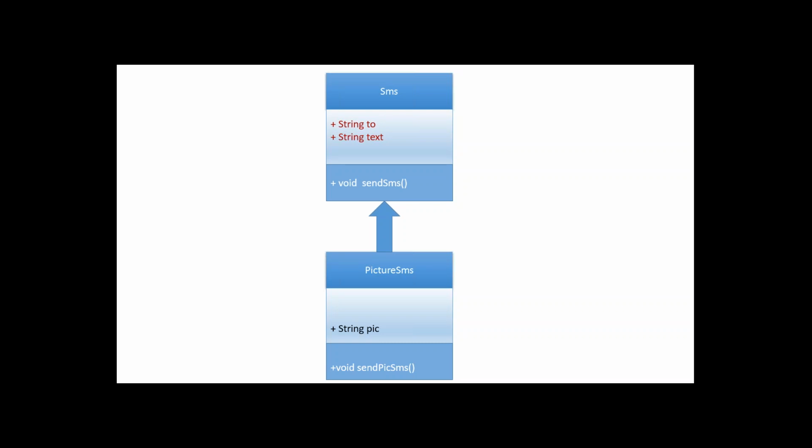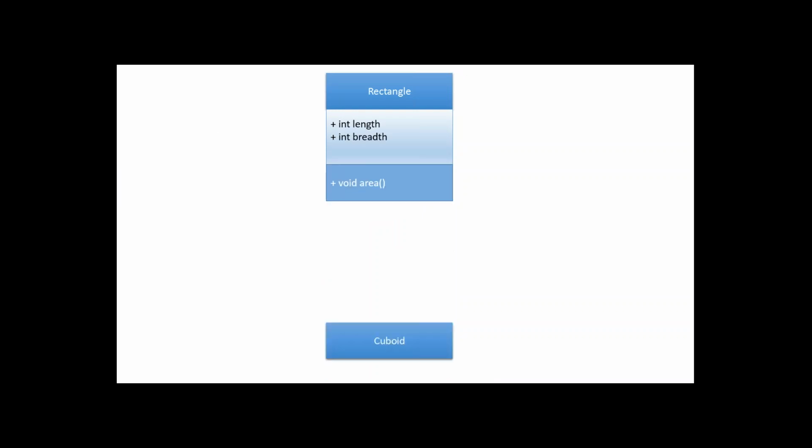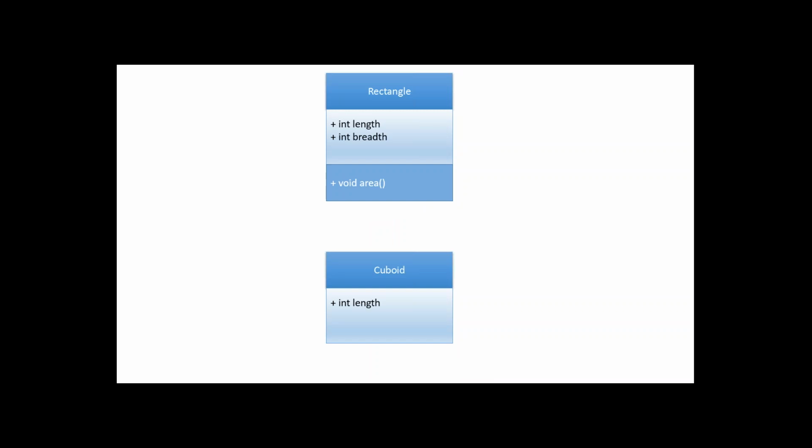Okay, fine. For another example, you've got a class called rectangle that has two properties, length and breadth, and a method called area. The new class we are writing is cuboid. It has three properties: length, breadth, and height. And its functionality is to calculate the surface area and the volume.